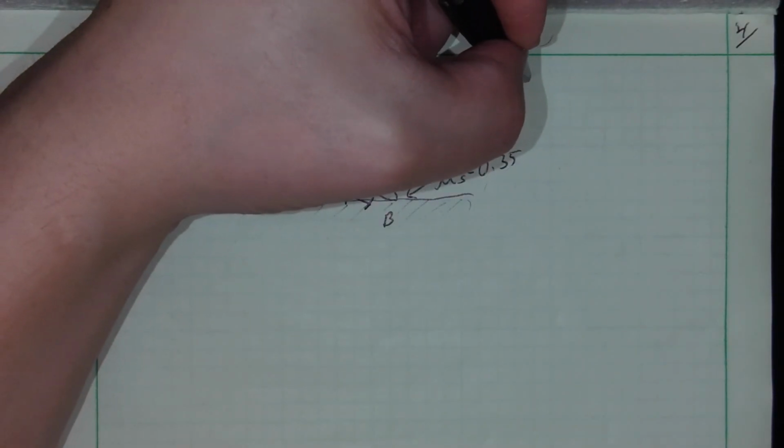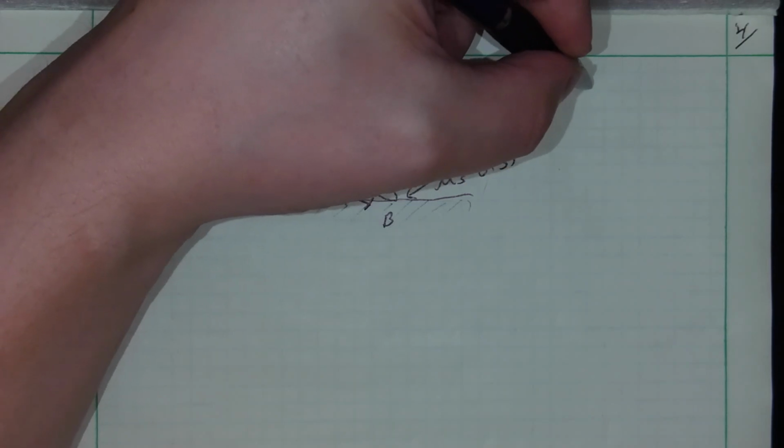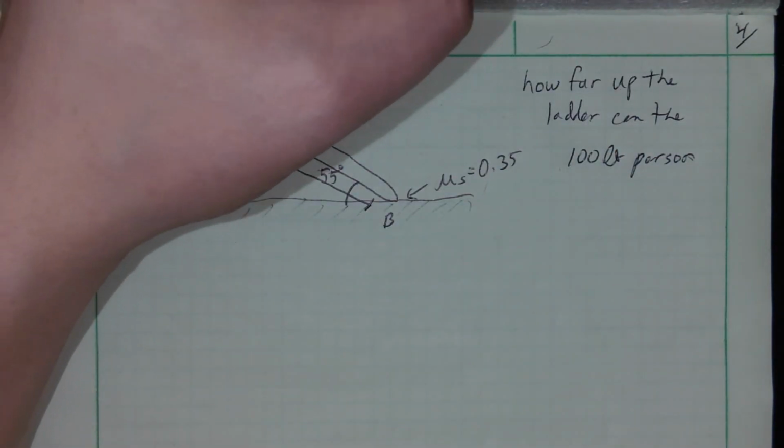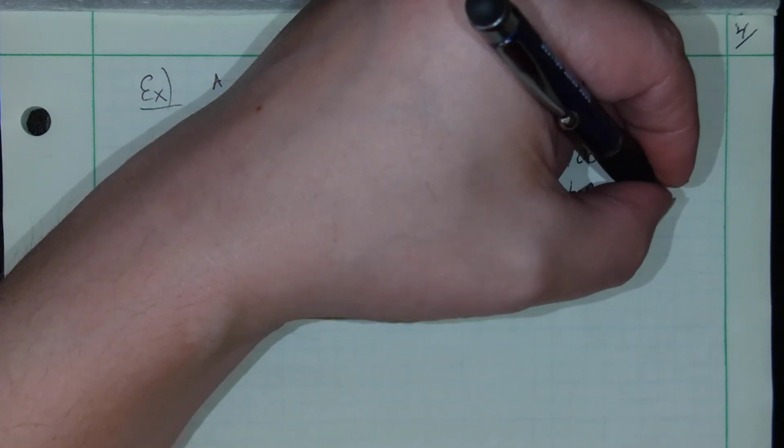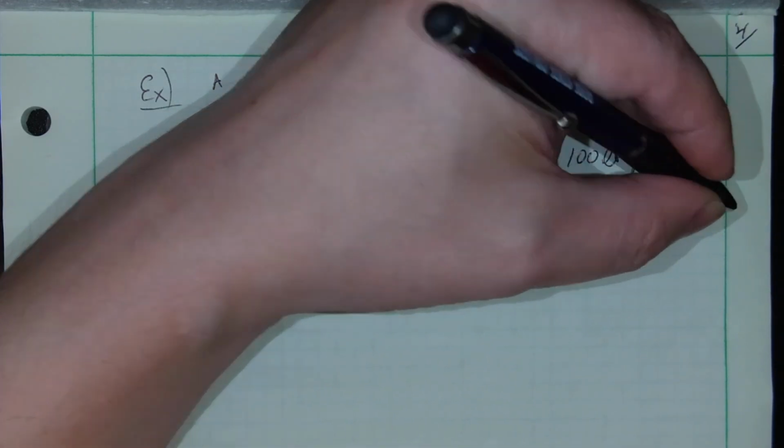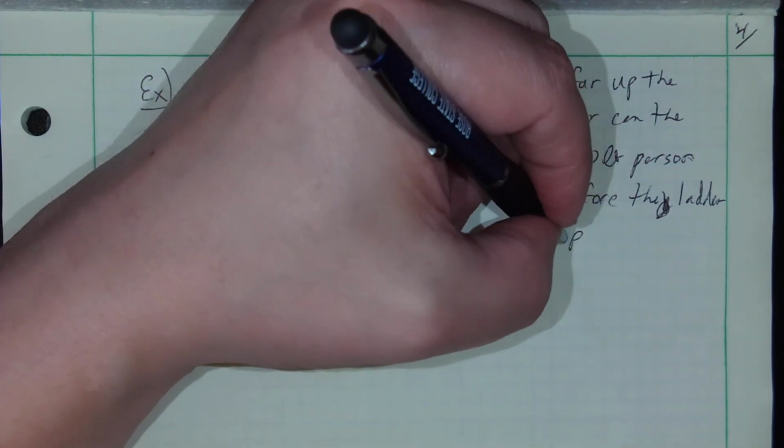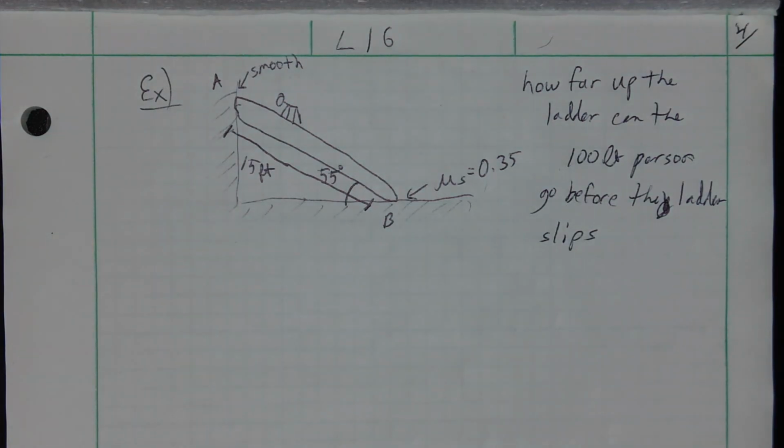And so what we want to know then is how far up the ladder can the 100-pound person, a very light person, go before the ladder slips. Maybe they slip before the ladder. That's another discussion. Let's say the ladder slips. Okay.